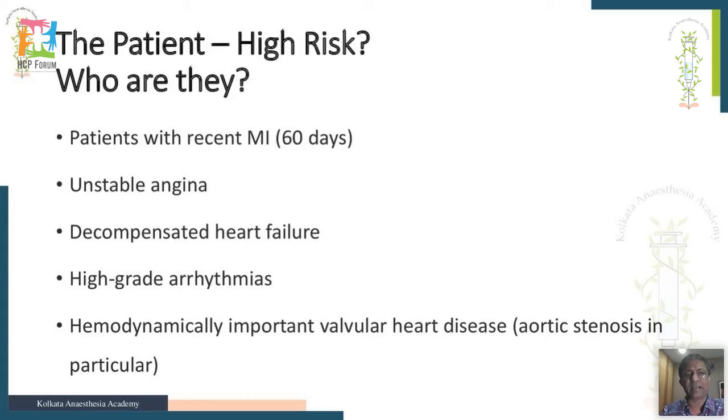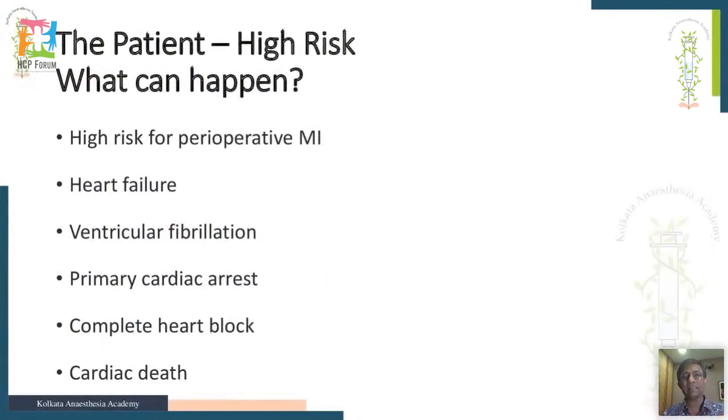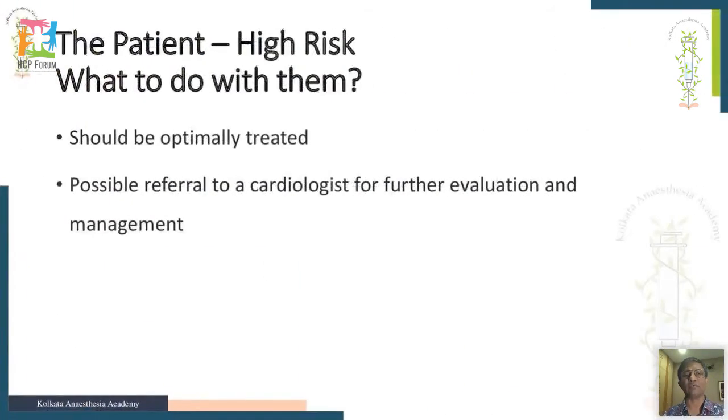And hemodynamically important valvular heart disease like aortic stenosis, or possibly even mitral stenosis. These are the patients who are at high risk, and you need to be worried about them, because this group of patients has a very high risk of having a perioperative MI, or possibly heart failure. They can go into VF, or may have a primary cardiac arrest, complete heart block, and even cardiac mortality. So this is why you need to assess: are they in that group, and should I be careful? And therefore they need to be optimally treated.